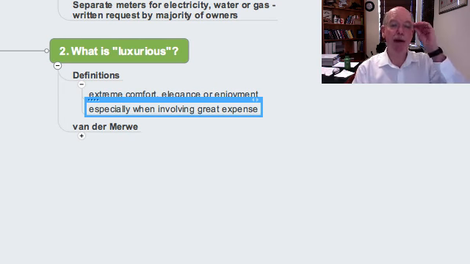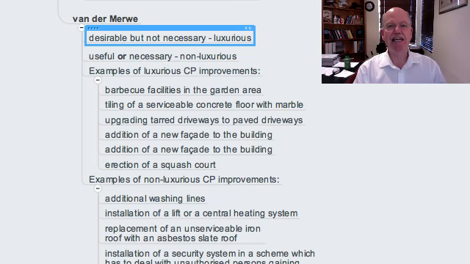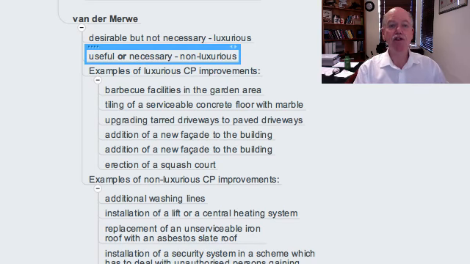Well, perhaps. But Van der Merwe, who is without doubt the most authoritative academic writer on sectional title, analyzes this quite closely, and I'll take you through his analysis. Firstly, he says, if something is desirable but not necessary, it's likely to be considered by the court or an arbitrator to be luxurious. If it's either useful or necessary, then it's likely to be considered non-luxurious.